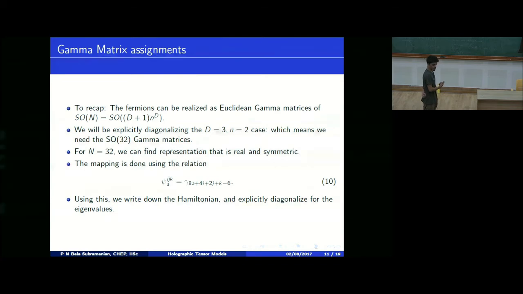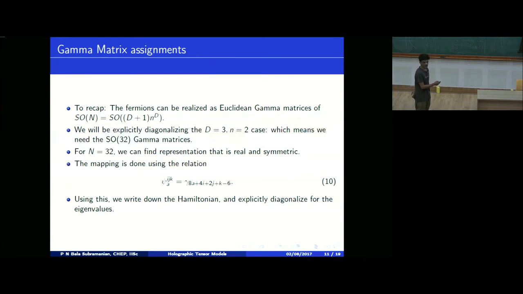The next one to look at will be d equals 3, and the easiest case will be N equals 2, which is the first non-trivial case. Here what we'll require is SO(32) gamma matrices. For the SO(32) gamma matrices, we can find a representation that is real and symmetric. You can construct 8-dimensional real symmetric representations for gamma matrices, and successively use them iteratively to construct the N equals 32 gamma matrices, which are real and symmetric. Then for each of the psi a ij, you assign the gamma matrices in this form. Yes, this is for the Gurau-Witten case.